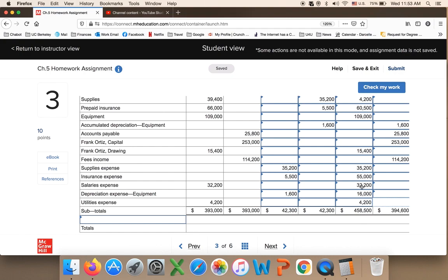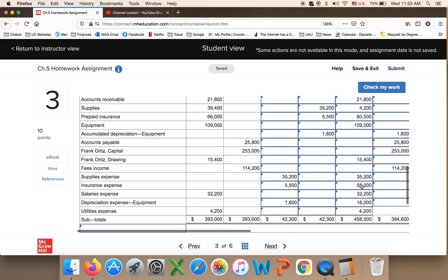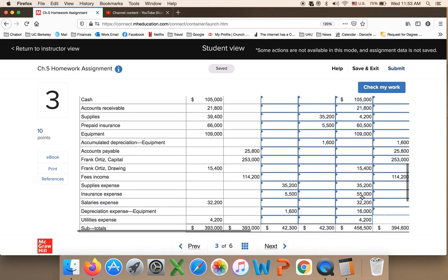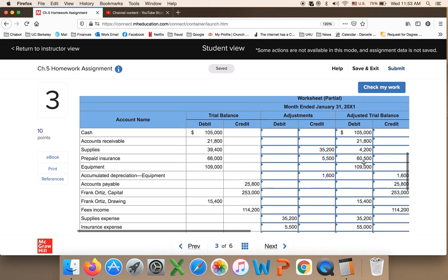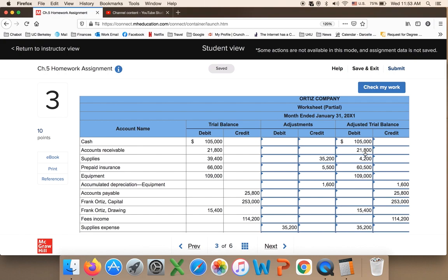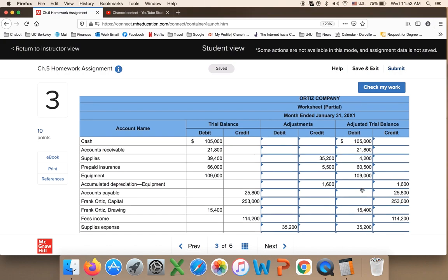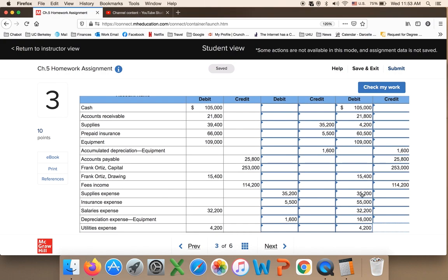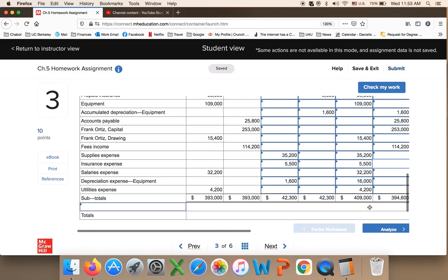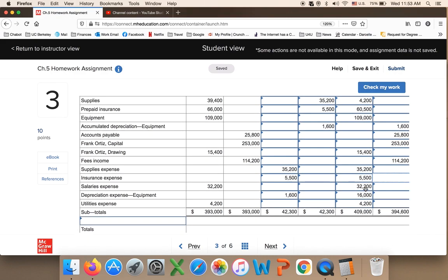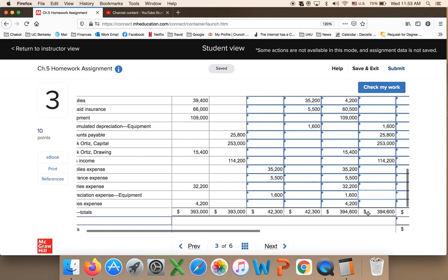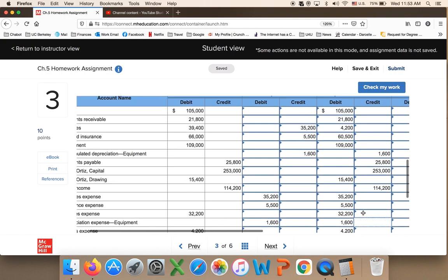Something here, let me double check. Somewhere I put too much. 6109, 15.4. Right here I made a mistake. Transposition. All right. Oh, and somewhere else, right here. Two transpositions, Dmitry. Not a good job. All right. So now I can move forward as my columns are equal.